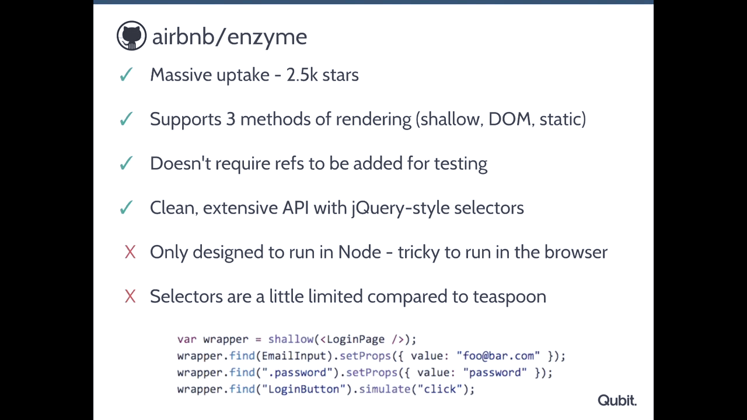So Enzyme, I'm pretty sure most people in this room will now have heard of. It's really much blown up. 2.5K stars on GitHub. Airbnb have produced this, and I think it's a great step in the right direction. The community has really started to get behind it. It's very similar to Teaspoon, actually. They both are sort of jQuery replicas.